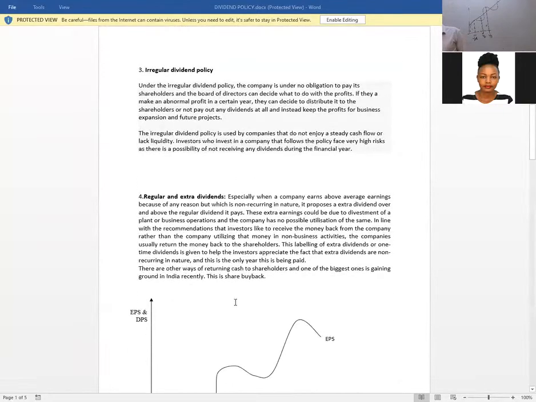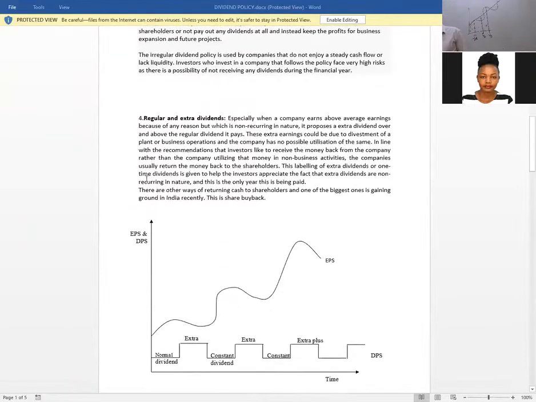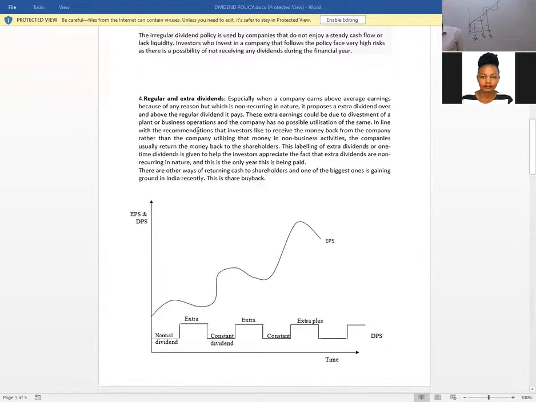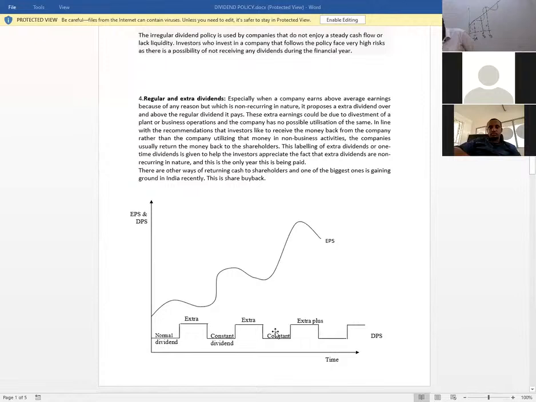Now listen here, we have regular and what else? Regular and extra dividends policy. Ladies and gentlemen, we shall be having this kind of a constant dividend. You can see no more dividend. When we get something abnormal, we increase. We go back to constant. When we get something abnormal, we pay more. We pay like a bonus, like that.